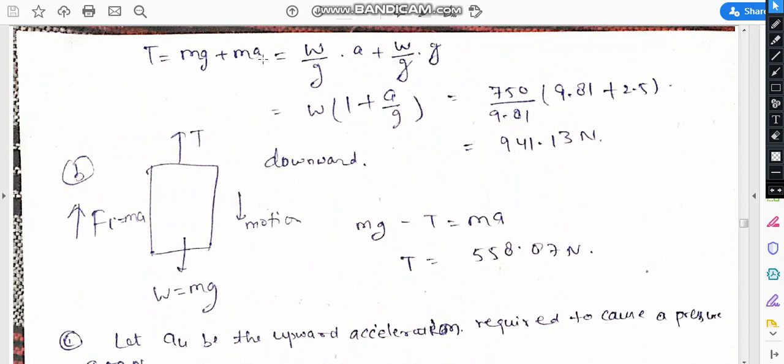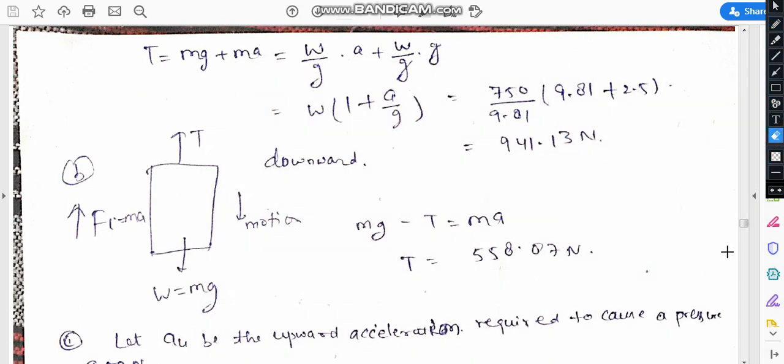So T equals mg plus ma. Okay, so by solving this equation we can obtain that T is equal to W (1 plus a by g). So 750 upon 9.81 and 9.81 plus 2.5. Okay, and by solving this equation we can obtain the final expression for tension, and likewise for the downward case the tension is 558.87 Newton.